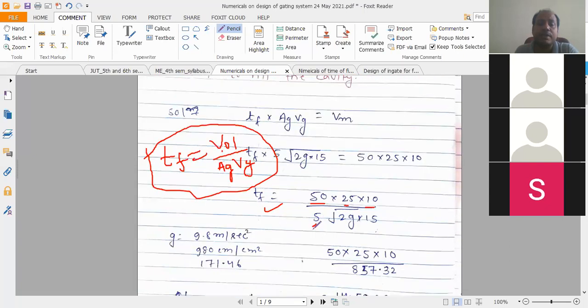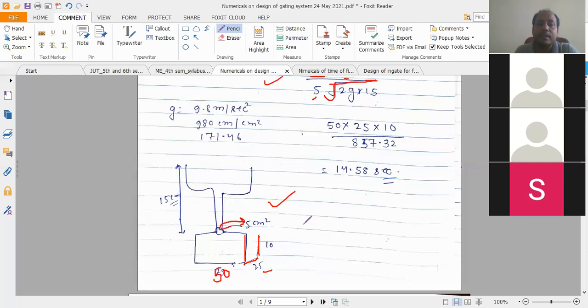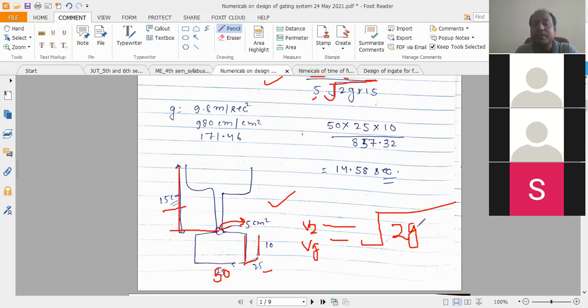Then root under, and the velocity at the point of gate, v2 or we can say vg, is equal to root under 2 times acceleration due to gravity into the total head up to the gate point. The total head is equal to 5 centimeter. Here g is the acceleration due to gravity and is equal to 9.8 meter per second square.